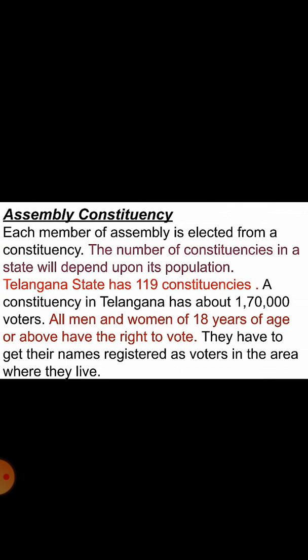So each member of the assembly is elected from a constituency, and the number of constituencies in the state depends upon the population of the state. Telangana state has 119 constituencies, and each constituency of Telangana has about 1,70,000 voters. Men and women who are more than 18 years of age have the right to vote, but before they vote, their names should be registered as voters in the area wherever they live in.